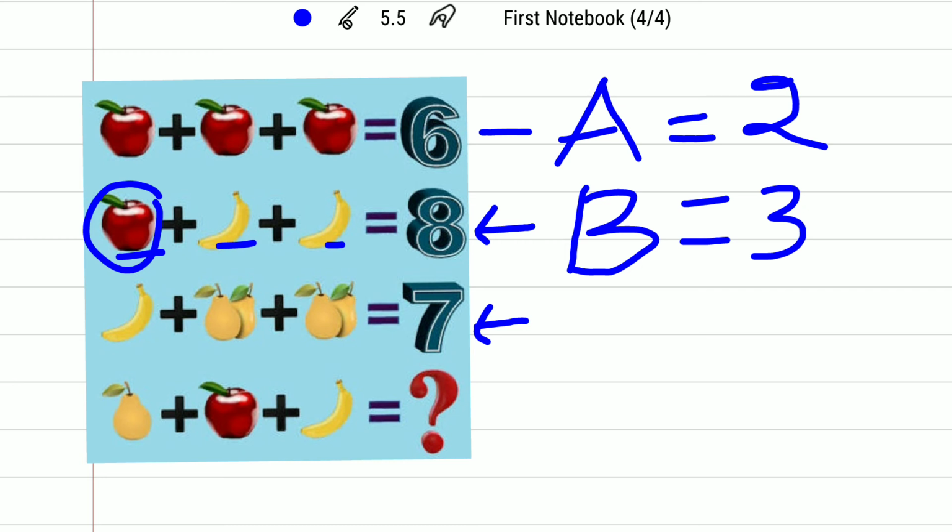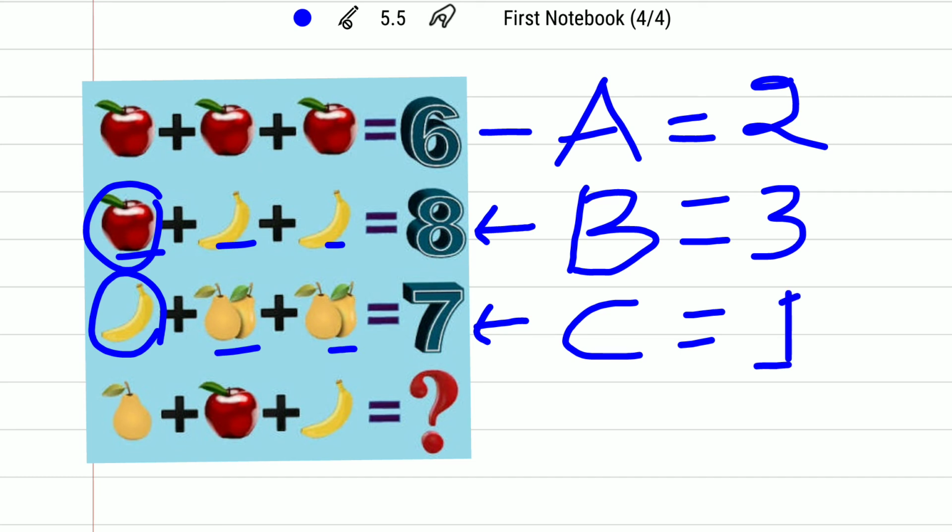There is another type of fruit. Let me call that C, fruit C. We know the banana value here. So 7 minus banana value 3. So 7 minus 3 will give 4. So there are 2 and 2 fruits here. So that means the value of that fruit will be 1. I think it is avocado fruit. So its value is 1.